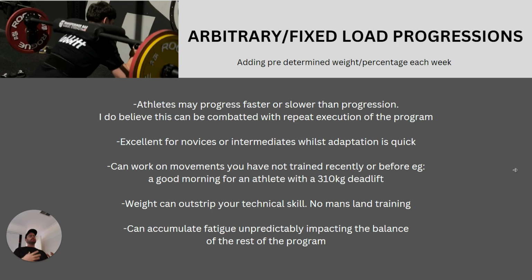So, problems with these sort of systems. Athletes may progress faster or slower than the progression. So let's say we're trying to add 5 kilos a week to a deadlift. There may be a part, maybe week 2, week 3, week 4, whatever, where you're simply not getting better quick enough to keep up with the weight. Now, I do believe this can be problem solved. As we run a program 3, 4, 5 times for an athlete, I am able to track what the good weeks, what the bad weeks are, and what pace we need to go to keep up with that progression.